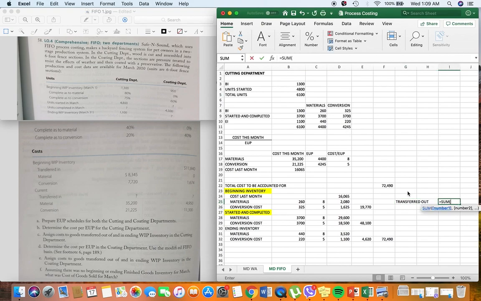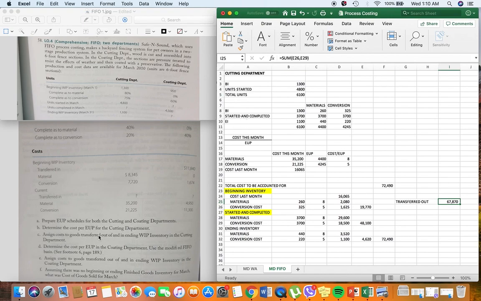So, the cost of the transferred out units is the sum of the completed beginning inventory plus the sum of the units started and completed. Okay? So, we'll get 67,870. So, 67,870 will be the transferred in cost for the current month in the next department, which is the coating department. Okay? Sige. So, cost per EUP.